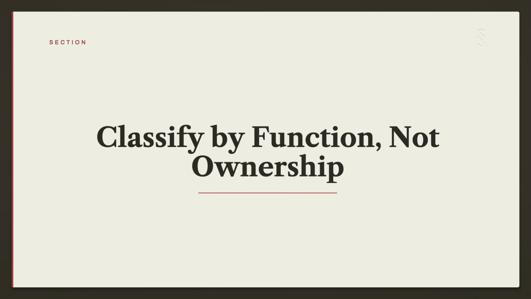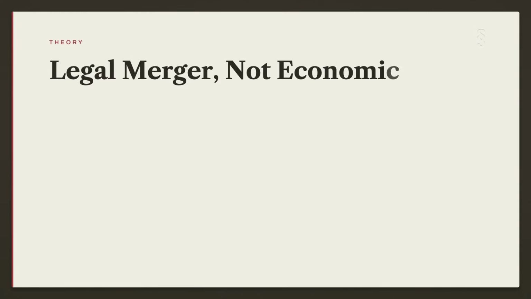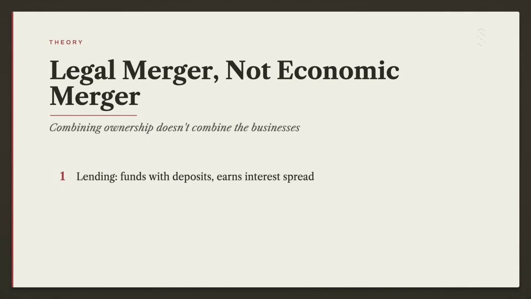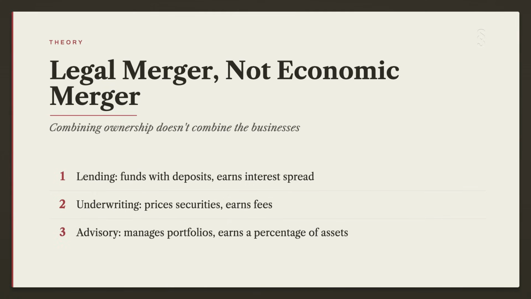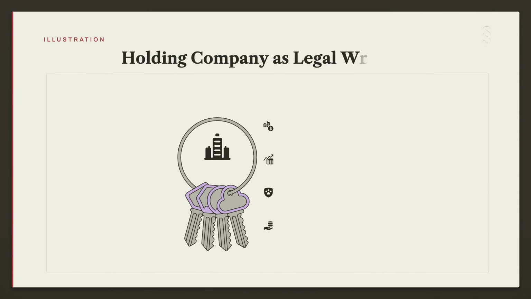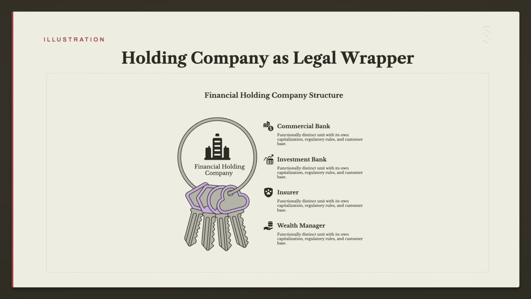In 1999, Gramm-Leach-Bliley let one holding company own a commercial bank, an investment bank, an insurer, and a wealth manager all at once. You might think that ended the three-sector model. It didn't, and understanding why is the key to reliable scenario classification. Legal permission to combine never changed the underlying economics. A lending operation still earns an interest spread, an underwriting desk still earns fees, and an advisory arm still earns a percentage of assets. Those are three different ways of making money from three different customer bases, even under one parent. Combined institutions keep these businesses separate on purpose.